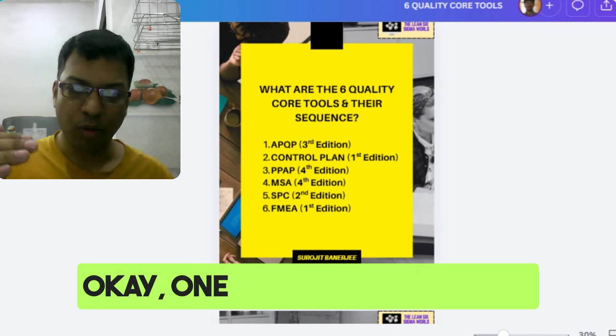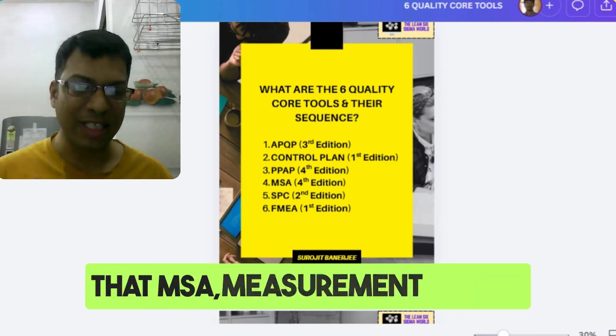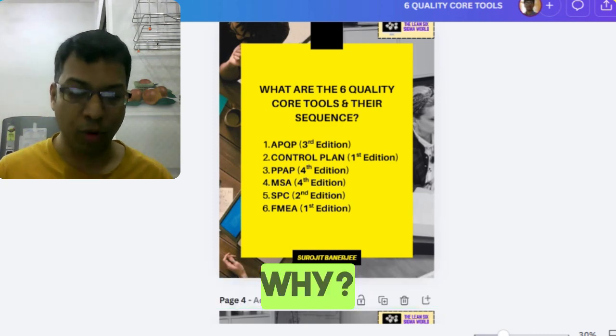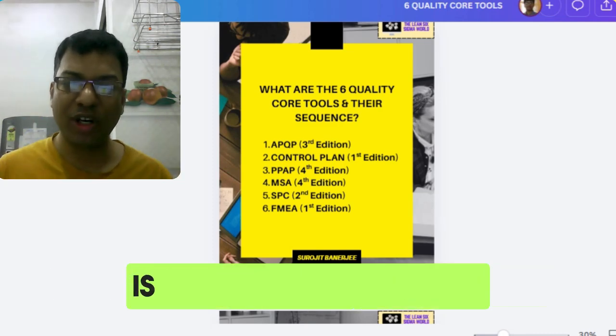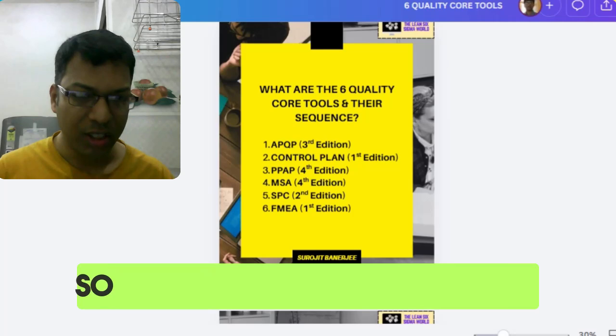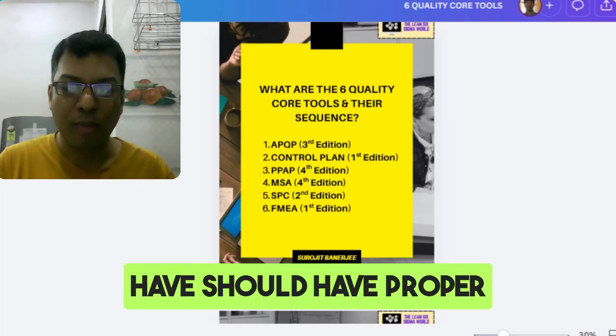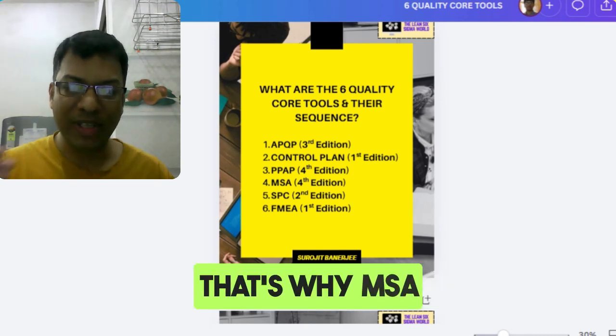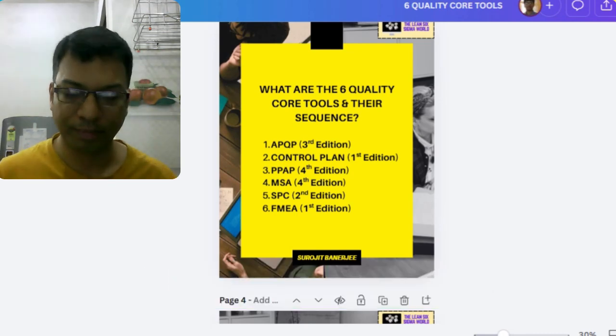One important thing that you need to note here is that MSA, Measurement System Analysis, is done before SPC. Why? Because if a measurement system is not correct, then how can I control the process? So to control the process, you should have a proper, reliable measurement system. That's why MSA comes before SPC.